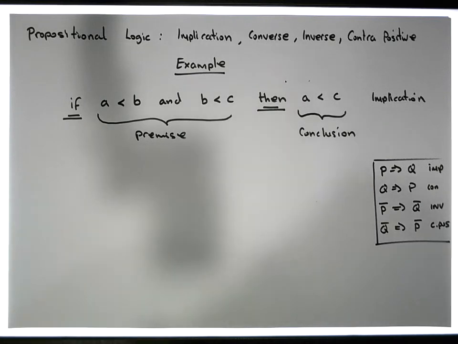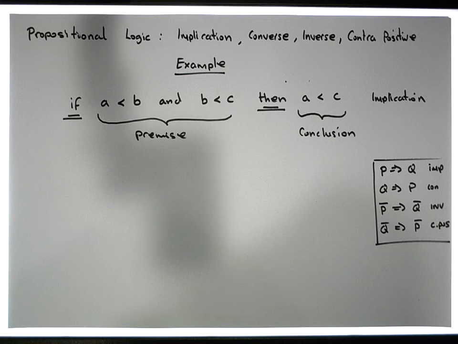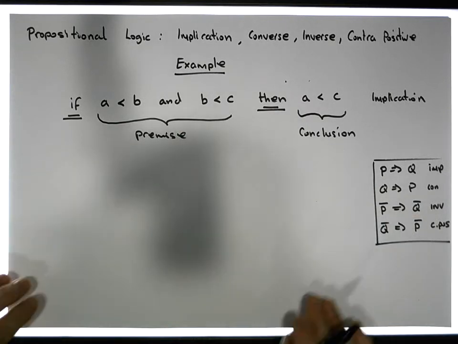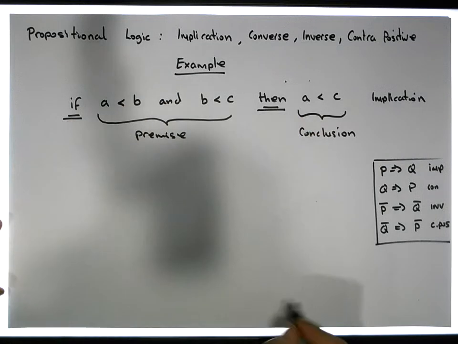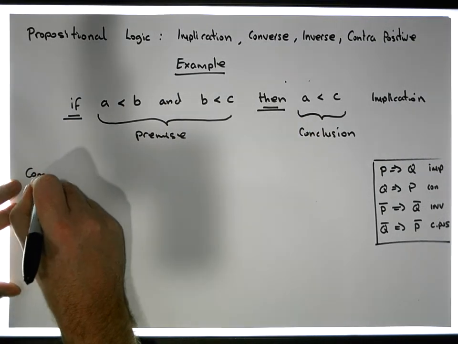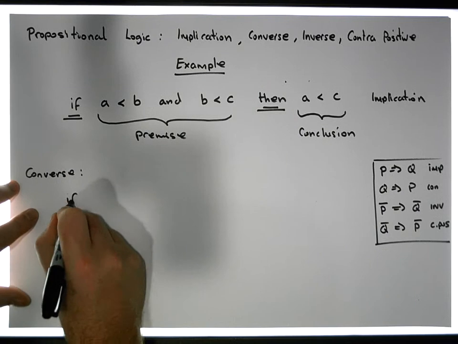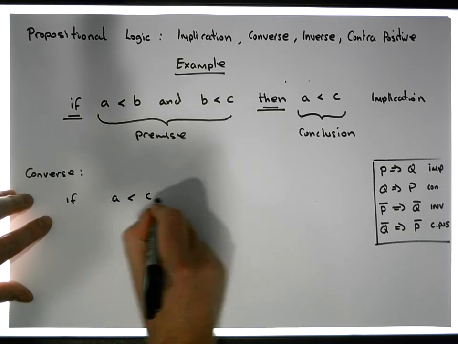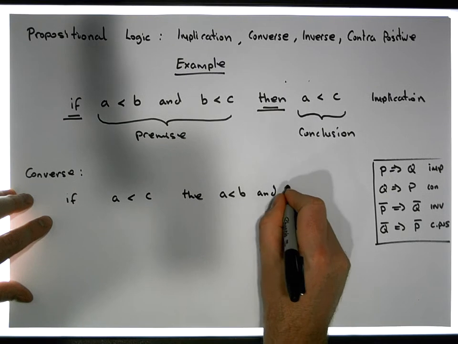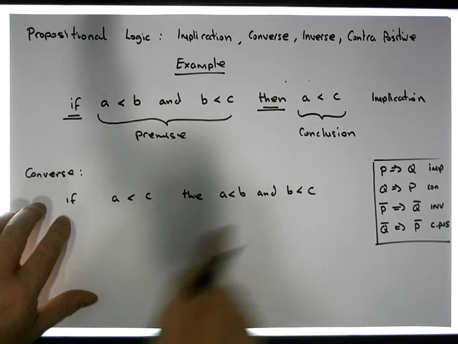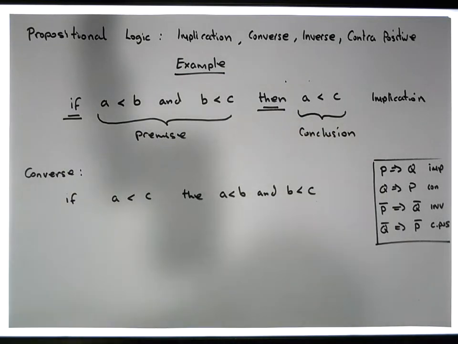So here's an argument: if A is less than B and B is less than C, well then A is less than C. So the converse of this argument is where we flip the conclusion and the premise. We flip the premise with the conclusion. So the converse is going to be, if A is less than C, well then A is less than B and B is less than C. That is now the converse argument. Now these are not logically equivalent to each other. Let's keep that in mind.